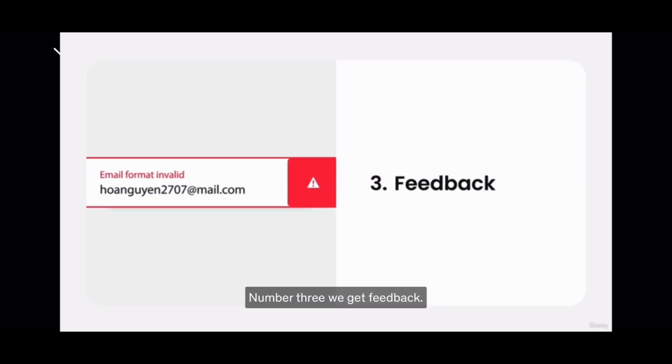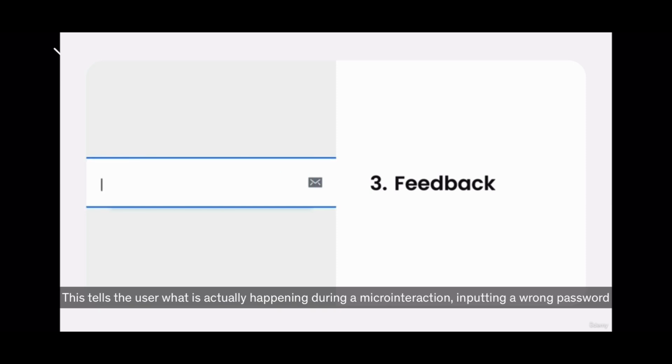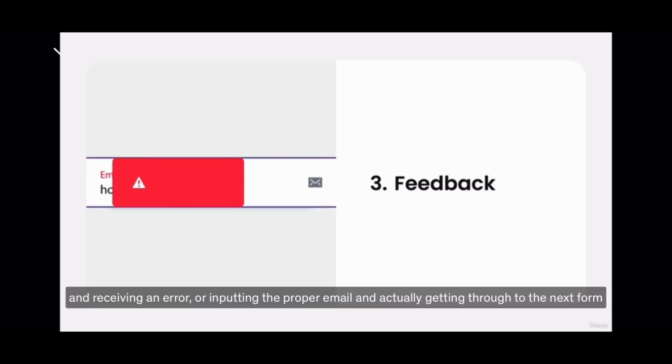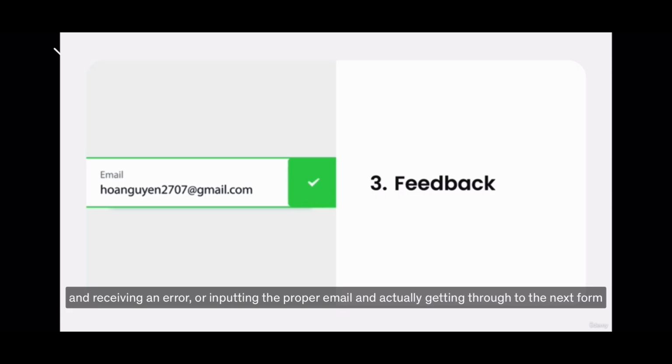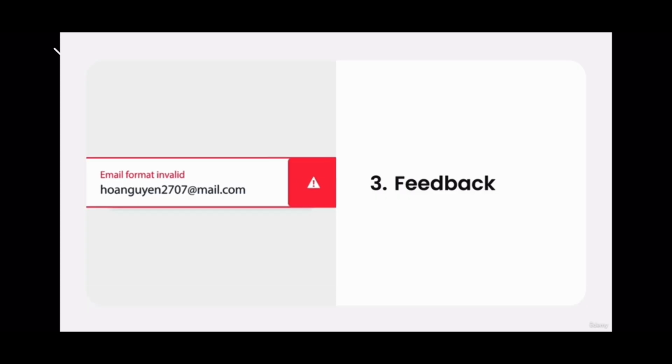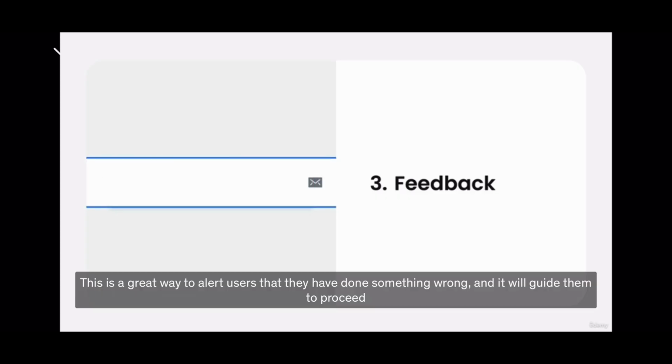Number three, we've got feedback. This tells the user what is actually happening during a micro interaction. Inputting a wrong password and receiving an error, or putting in the proper email and actually getting through to the next form. This is a great way to alert users that they have done something wrong. It will guide them to proceed properly.